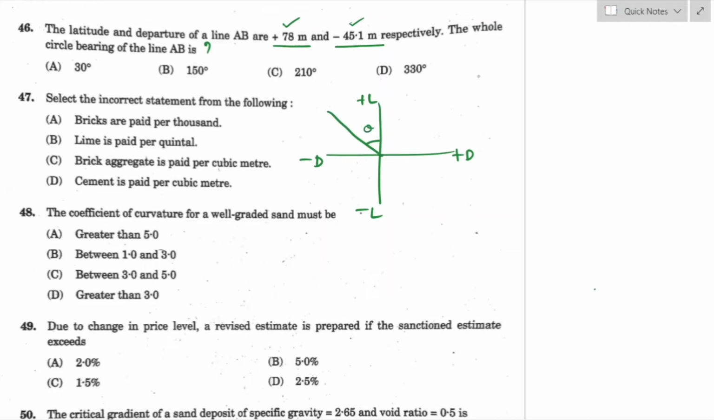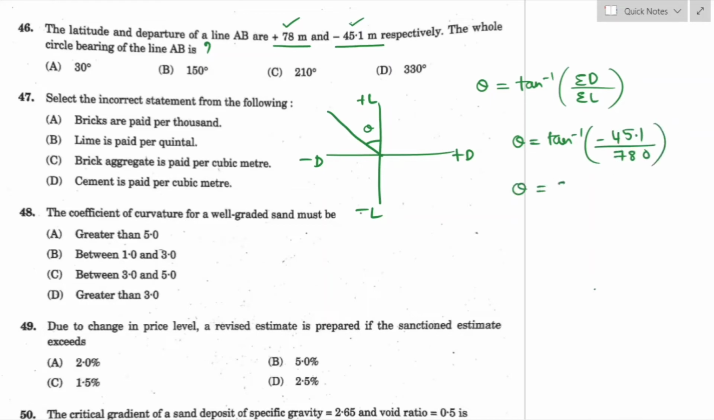So we have to calculate the angle between latitude and departure in the 4th quadrant, which is equal to tan inverse of summation of departure divided by summation of latitude, which means that theta is equal to tan inverse of minus 45.1 divided by 78 meter. So the angle will be 30 degree. So the whole circle bearing of line AB will be 360 minus 30 degree, which is equal to 330 degree. So option D is the right answer.